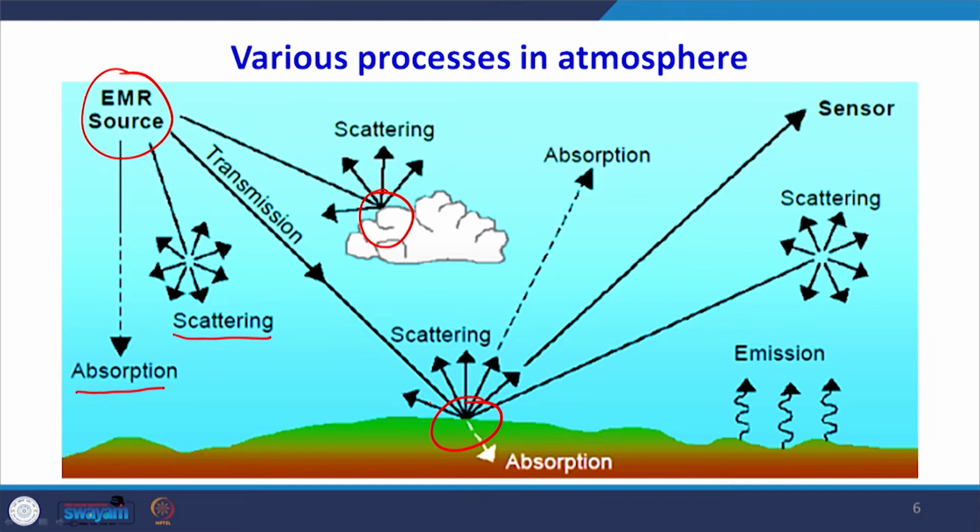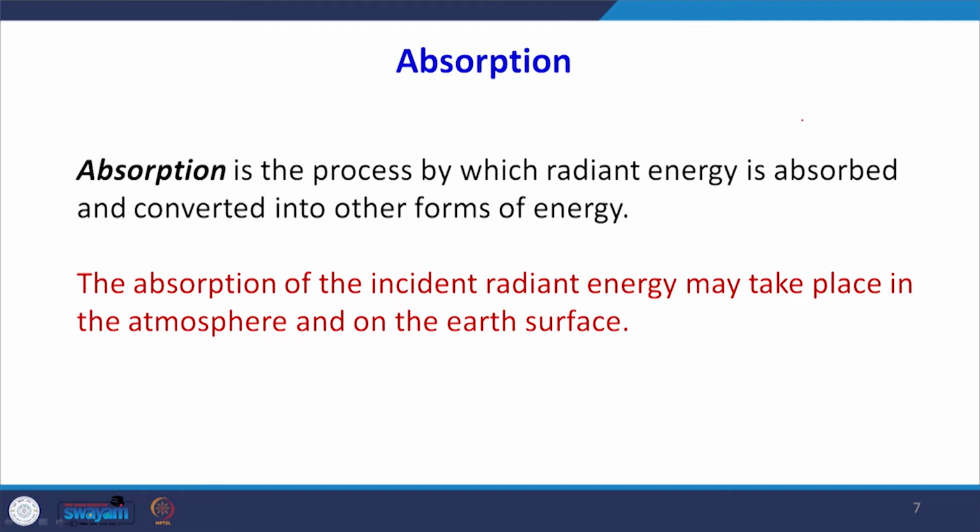A part of it is absorbed by the object itself. So the temperature of the object sometimes changes because it is absorbing the energy, and then the sensor is capturing the remaining part, which is the reflected part and also the emitted part of the energy. So one by one let us take all this.